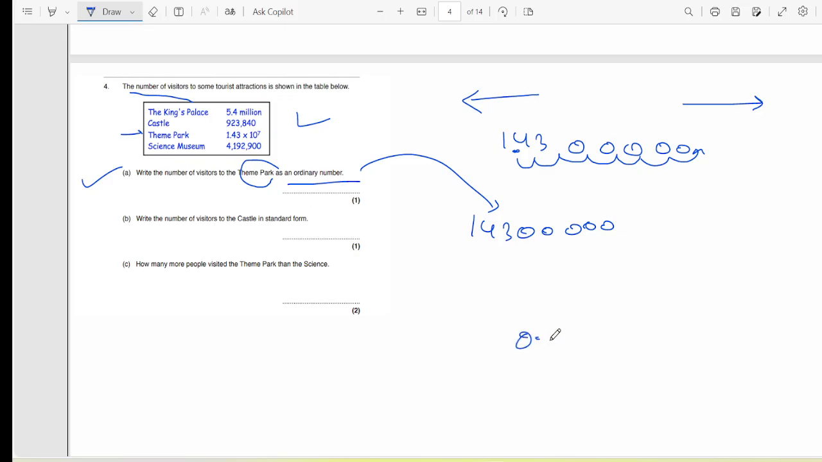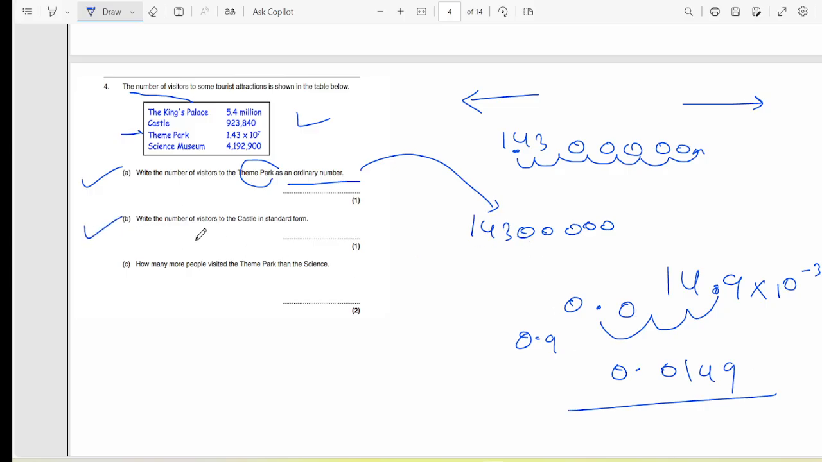Suppose 14.6 times 10 raised to power negative 3. So I'll go this way, 1, 2, 3, 3 steps this side. So this will become 0.0149, right?